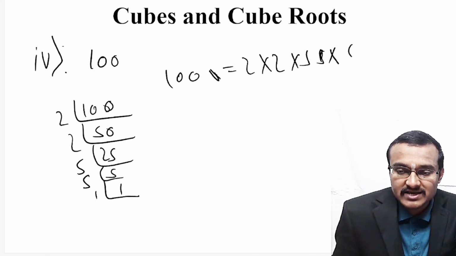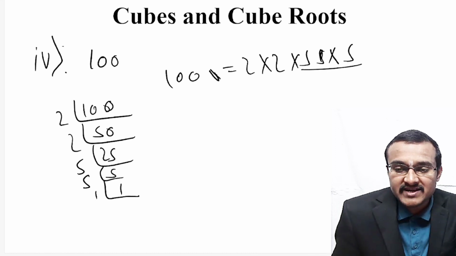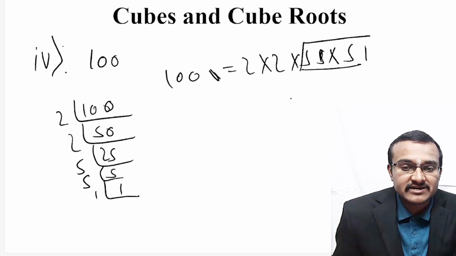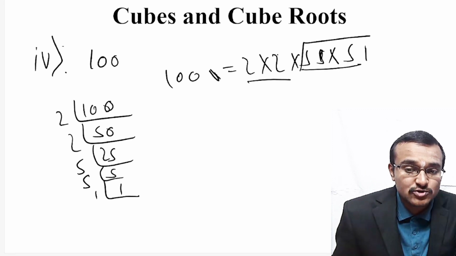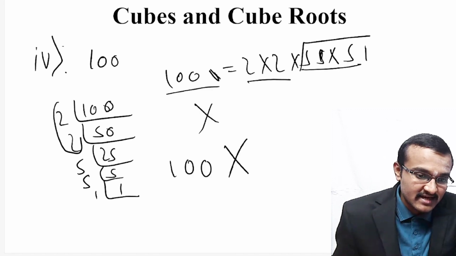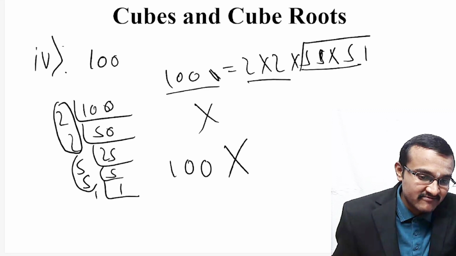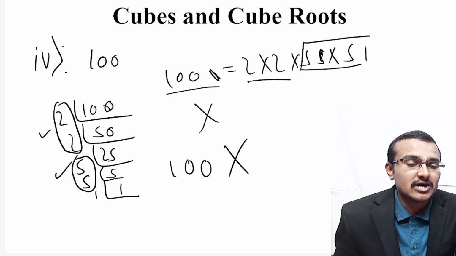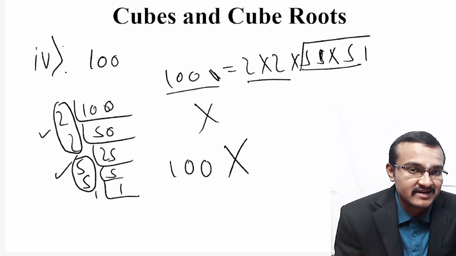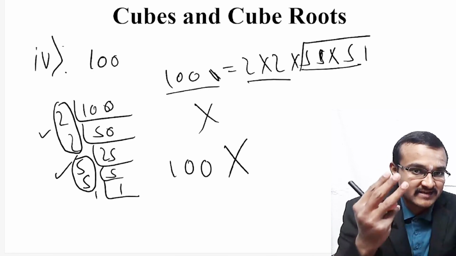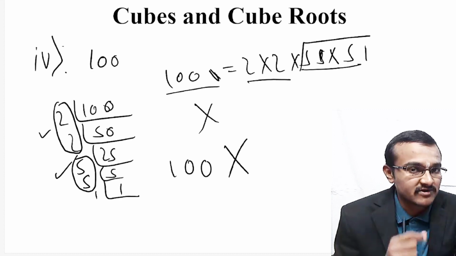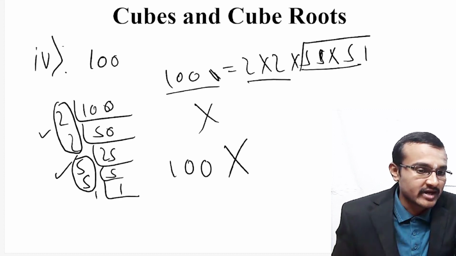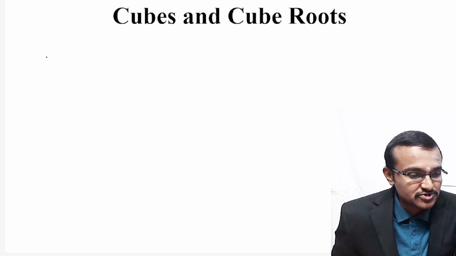Here you can clearly see this 5 and this 5 can group with each other, but there is no one more 5 for this particular 5 to group with, and there is no one more 2 to group with this particular 2. Here 2 and 2 can group with each other, and 5 and 5 can group with each other. That means 100 is a perfect square, but there is no other 2 and no other 5 to make a group of 3. So that's why 100 is not a perfect cube. 100 is a perfect square. So the fourth one is also not a perfect cube.